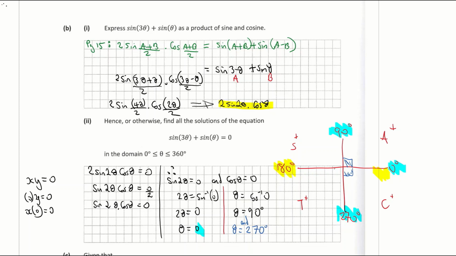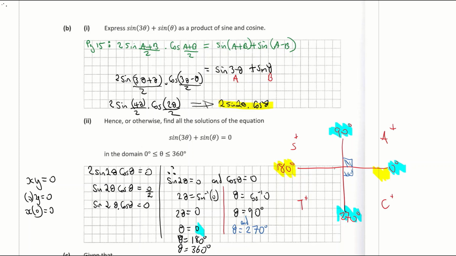If you type in your calculator there, sine of 180 or sine of 360, you should also get sine 180 is equal to 0. So I could have theta as 180, and I could also have theta equal to 360 degrees, because if you go to the calculator and type in sine of 360, you will get 0.